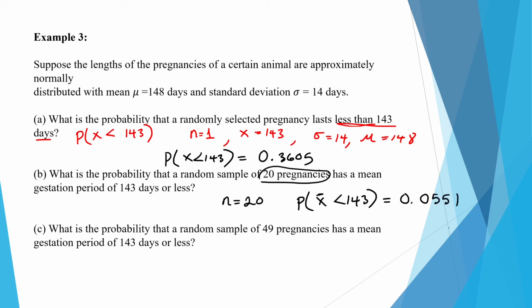0.0551. Part C, what is the probability that a random sample of 49 pregnancies has a mean gestation period of 143 days or less? In this problem, we have n equals 49, and I'm looking for the probability that of these 49 pregnancies, we have a sample mean that's less than 143 days. And so we'll do this on the computer.